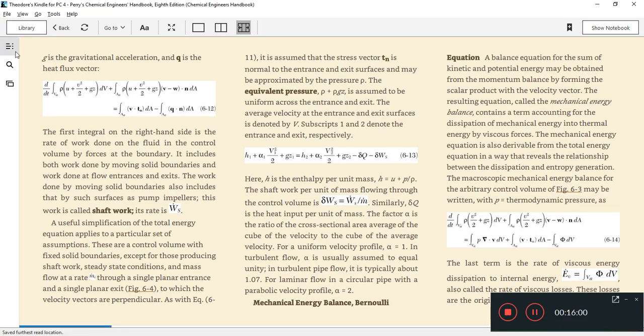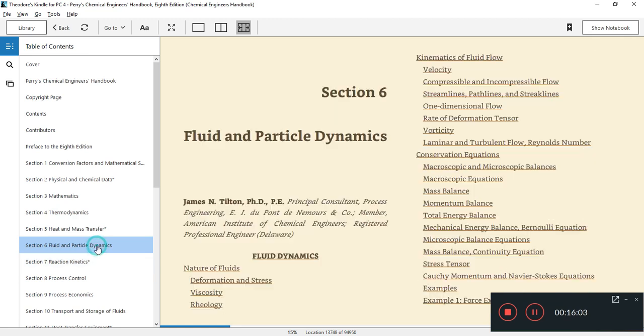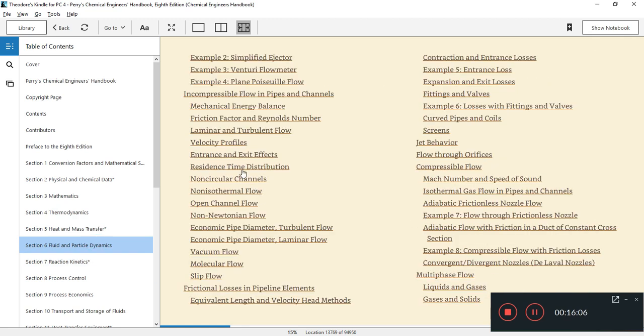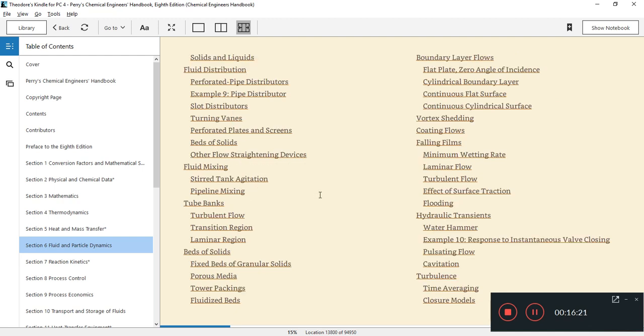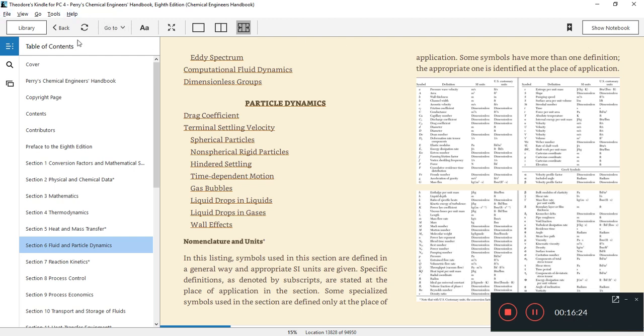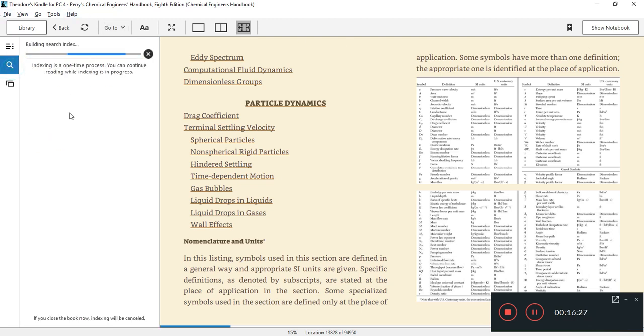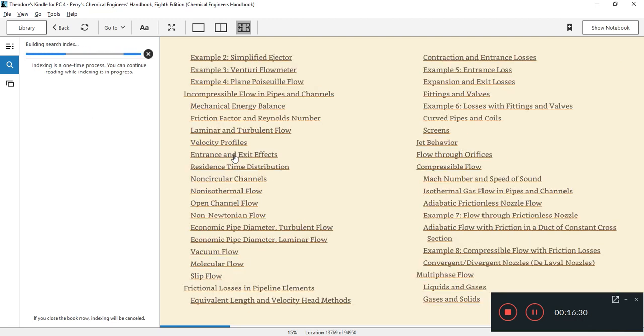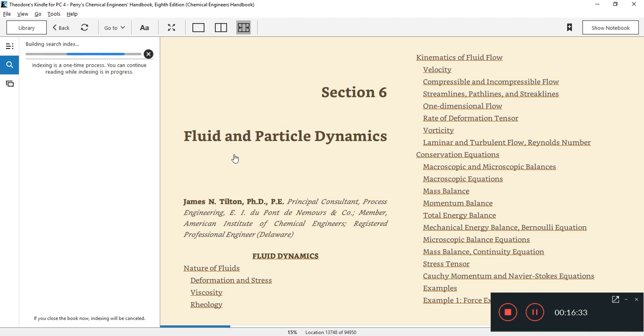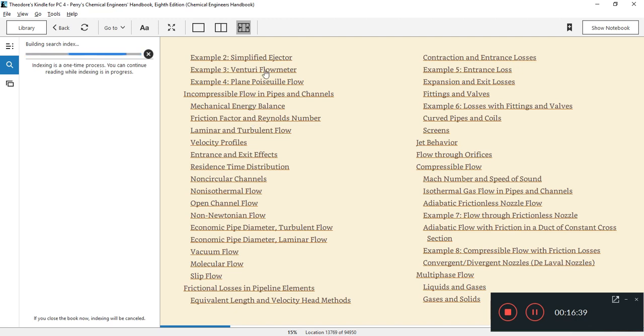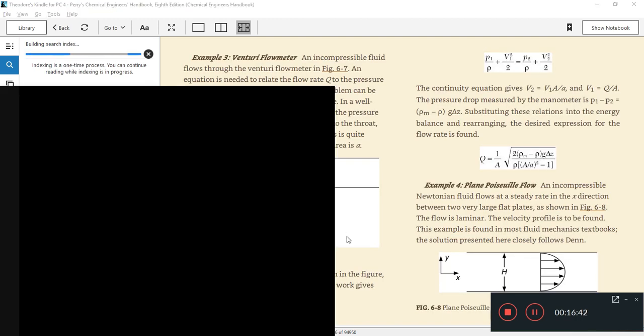And if you look at something like Perry's Chemical Engineering Handbook, where is that Venturi flow meter? Okay, when in doubt, use the search button. While waiting for that, let's continue. I think it should be somewhere here. There you go. Yeah, Venturi flow meter.